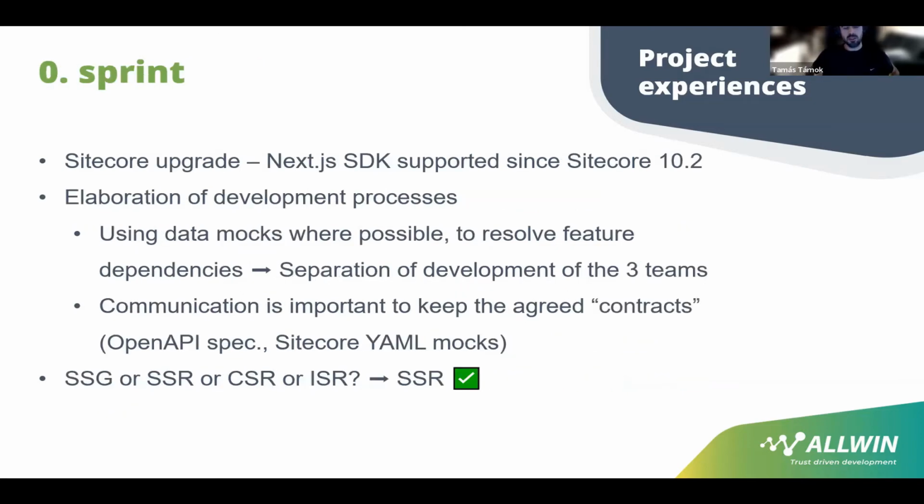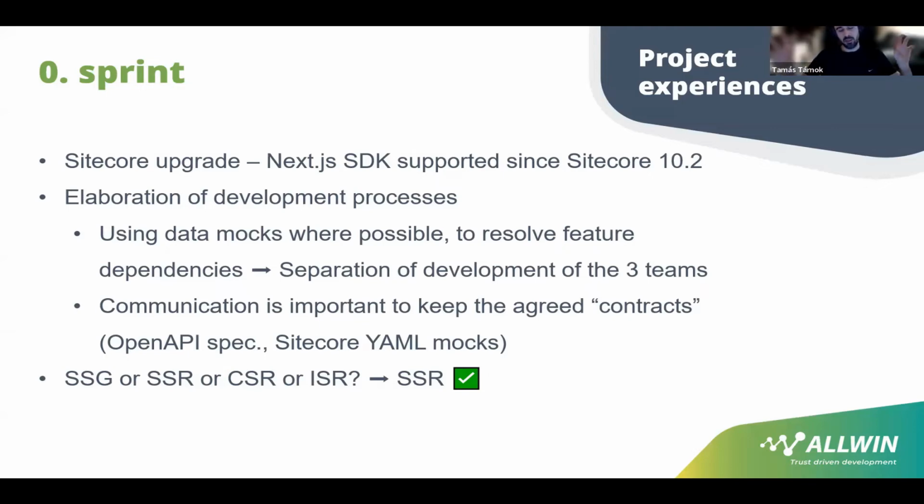So the 0 sprint was the Sitecore upgrade, because as I mentioned in the beginning, we wanted to use the Next.js SDK, but Next.js is supported since Sitecore 10.2. And first we had to do the upgrade. And a bit about the development process and how we work together.